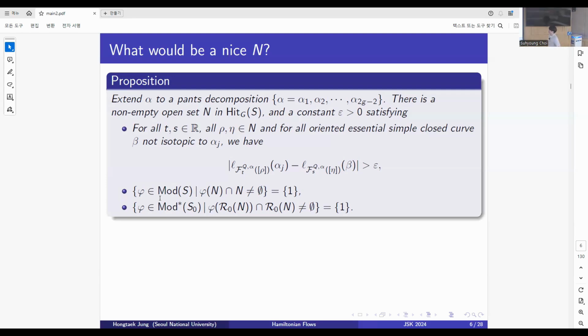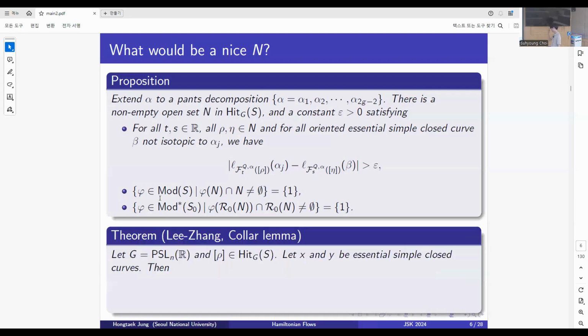And the next two properties basically say that your N does not contain any fixed point of the mapping class group action. I can say that the first property is really important. Once you achieve the first property, then for the remaining two properties you just shrink your set appropriately to avoid all the fixed points. So once you can achieve this, the remaining two are kind of easy. So I'm going to show that there is such an open set that satisfies the first property.